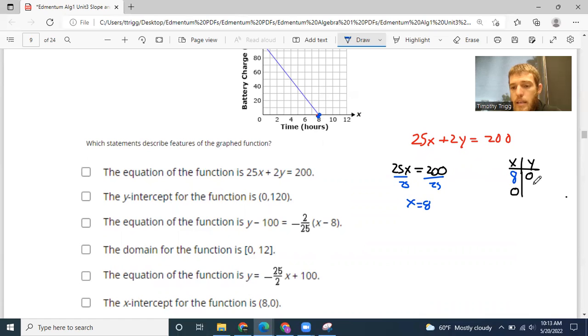And then to find the y-intercept, I replace the x with 0, so that'll take this away. So that'll be 2y equals 200. Divide both sides by 2 to help me get y by itself, giving us that y is 100. So this one has a y-intercept of 0, 100. So this looks correct. Okay.